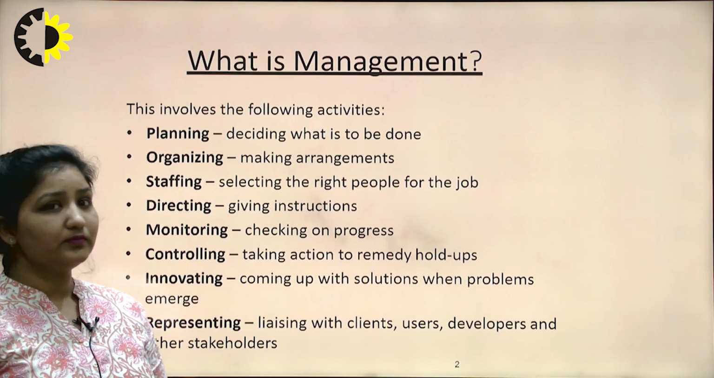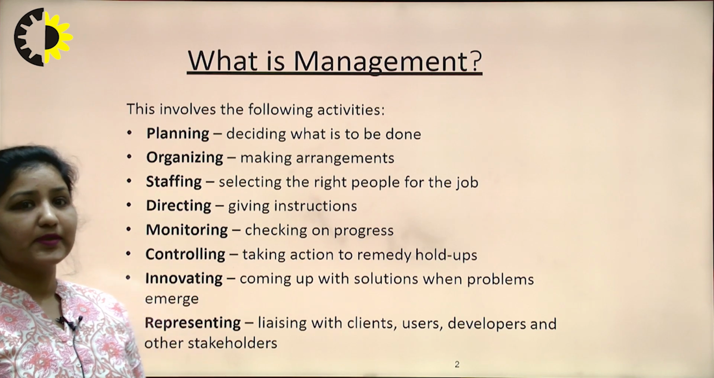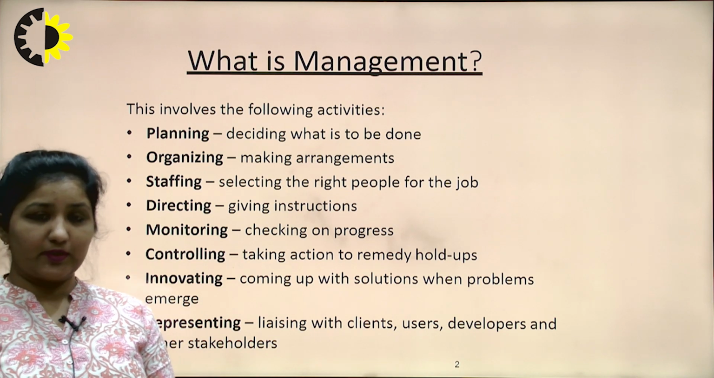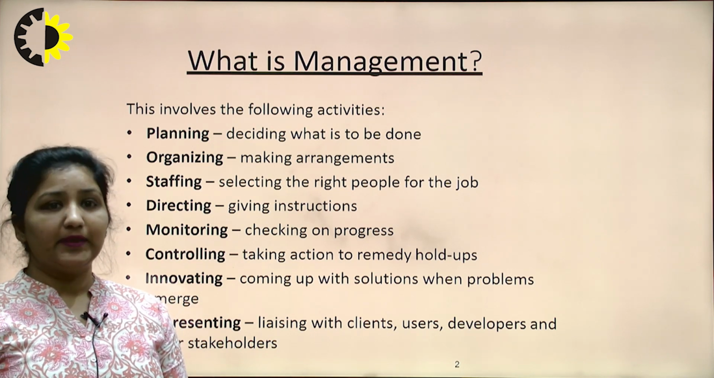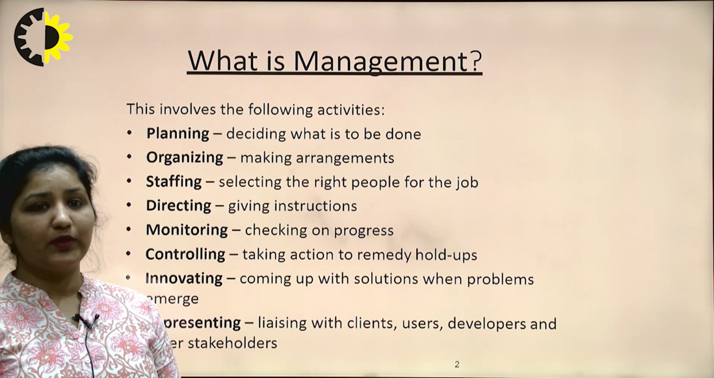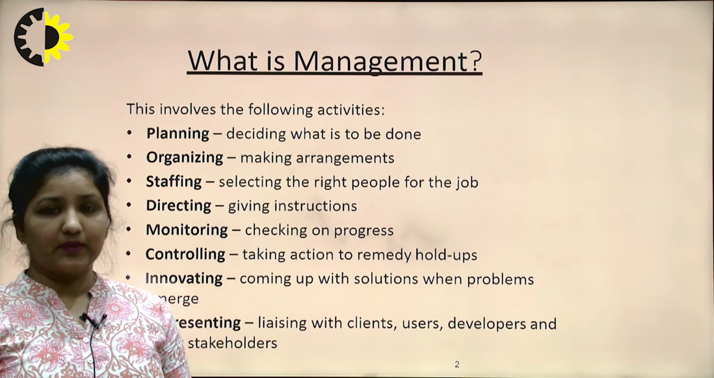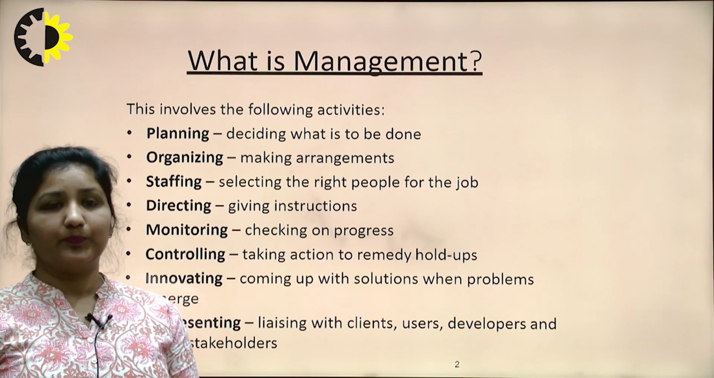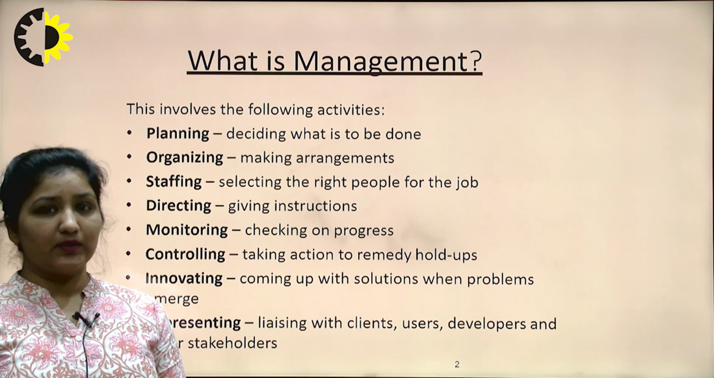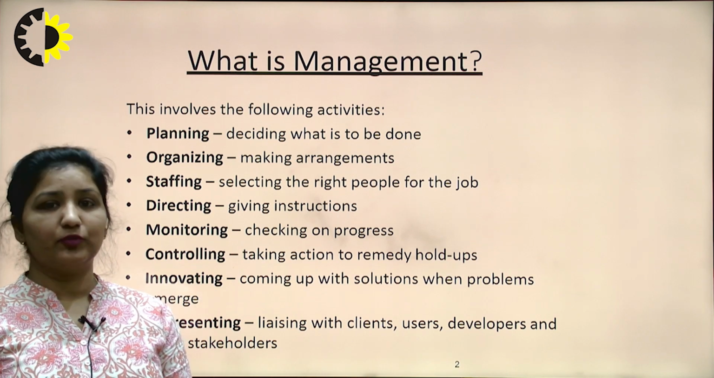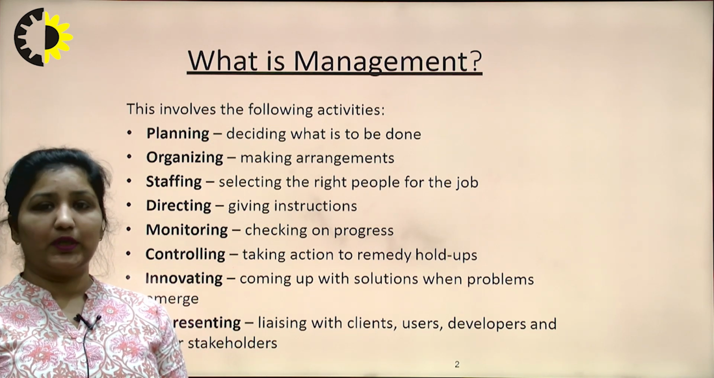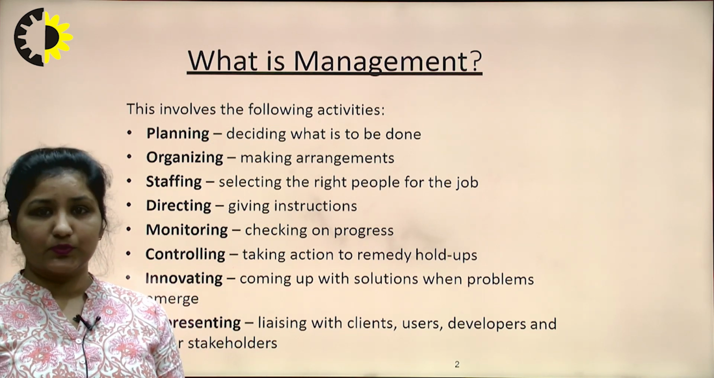Now the second term which comes is management. Management comes from various activities involved in it, like planning, organizing, staffing, directing, monitoring, controlling, innovating, and representing. So let's see these terms one by one. Firstly, it is planning. Planning means deciding what is to be done. Like if we get a project, we have to plan what needs to be done in that particular project, what the requirements of the project are, all those things.